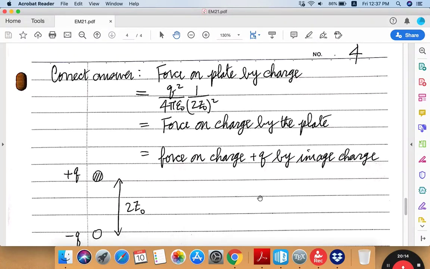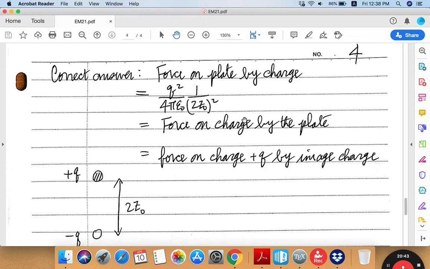Okay, so without further ado, I'm just going to give out the correct answer, and the correct answer is this. Okay, so this is the amount of force that's exerted on the conducting plate by the external charge. And by the law of action and reaction, that's also got to be the force on the charge exerted by the plate.